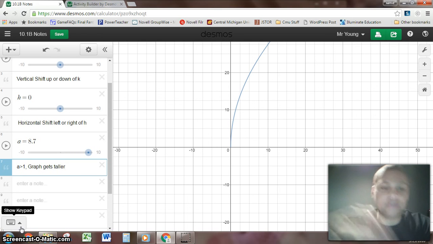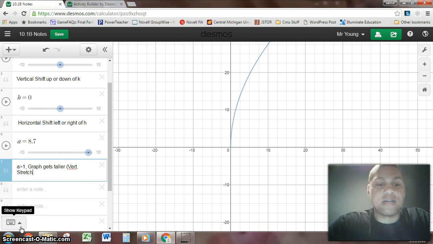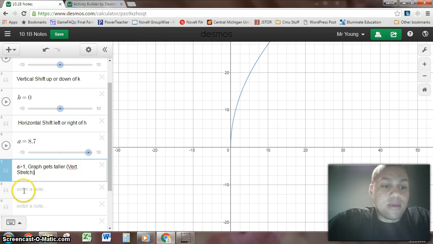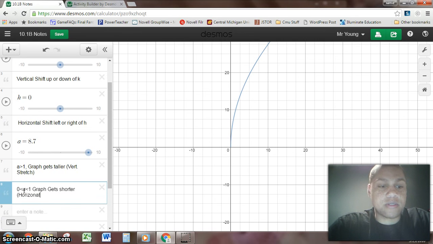Is it still called a vertical stretch? Yes, it's still a vertical stretch. But now the word we would use is taller. But I will write vert stretch here in my notes as well. If A is between 0 and 1, that means if I get the fraction or the decimal again, then now the graph will get shorter. That would be the horizontal stretch.